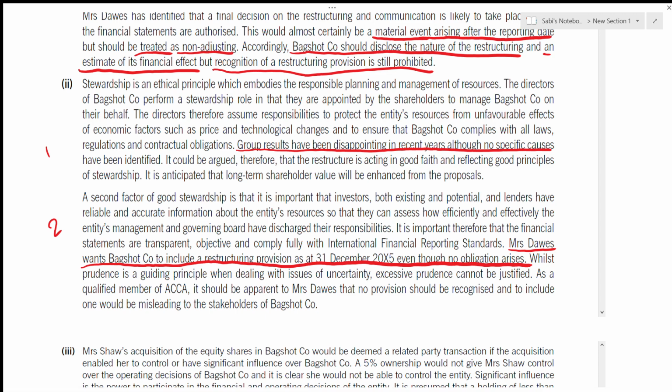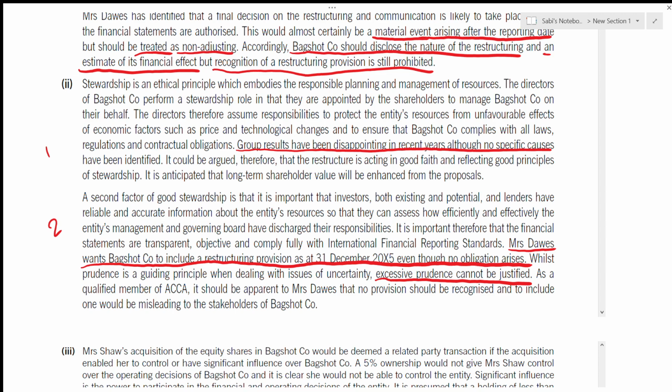Well, prudence is a guiding principle when dealing with issues of uncertainty. Excessive prudence cannot be justified. Excessive prudence. You cannot say all the expenditures are restructuring provision. That is excessive prudence.